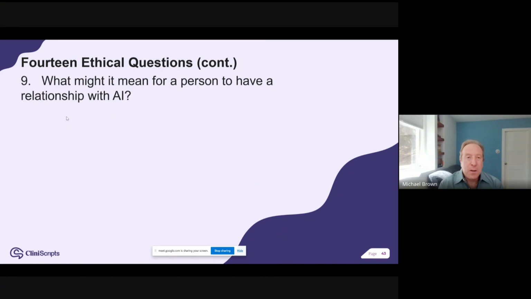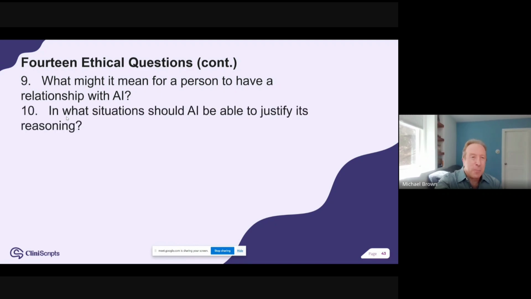Nine, what might it mean for a person to have a relationship with AI? Is it appropriate for a person to have a relationship with AI? What happens if they decrease their interaction with other humans as they get more and more engaged with an AI that they may find less threatening, more satisfying? I don't know. But it's something to think about in the AI world, especially if we're encouraging people to use a particular AI tool. What does it mean that they use a tool for which they have a relationship with the AI therapist?